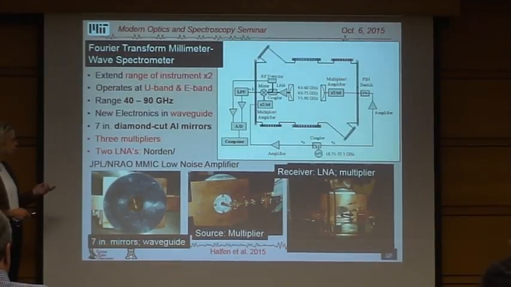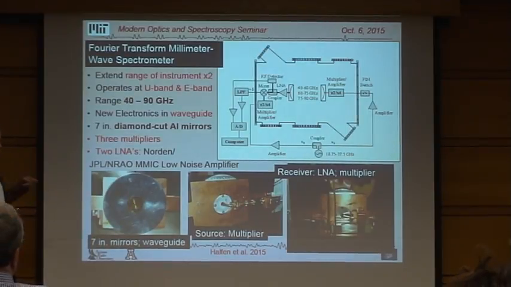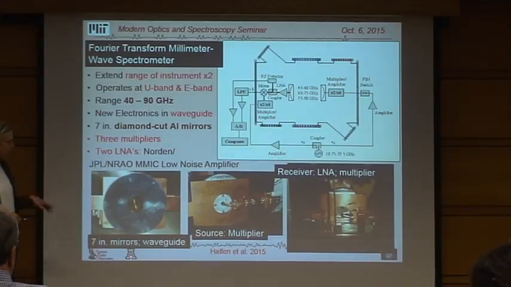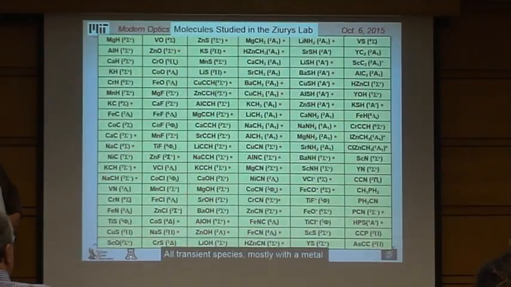It turns out we didn't need to, but we basically have launched the radiation through a piece of waveguide. It comes out of a hole in the mirror, and we cover that frequency range with 3 multipliers, 2 doublers, and 1 quadrupler, and 2 different low noise amplifiers from Norden and Mimic from J&L, and it works fairly well.